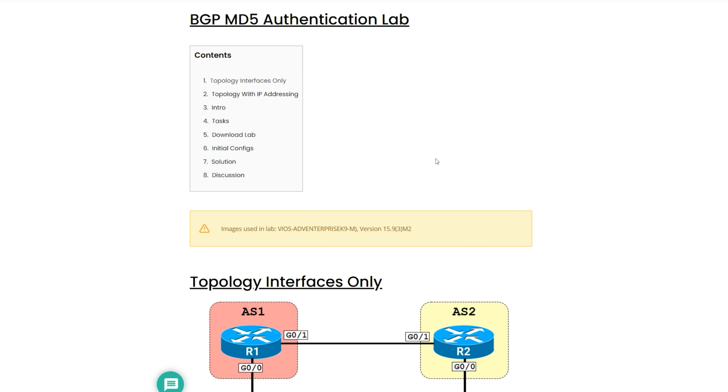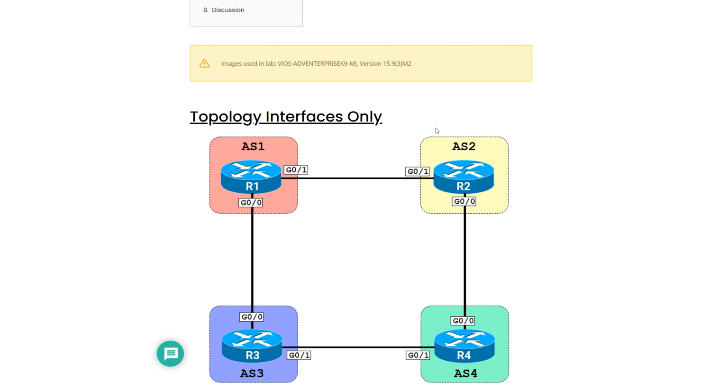In this video, I'm going to walk you through the solution for the BGP MD5 Authentication Lab. When you're working with BGP, you have the option to configure MD5 authentication between two neighbors. This helps make sure that you're pairing with routers that you're supposed to be pairing with. We don't want any unauthorized neighbors coming up.